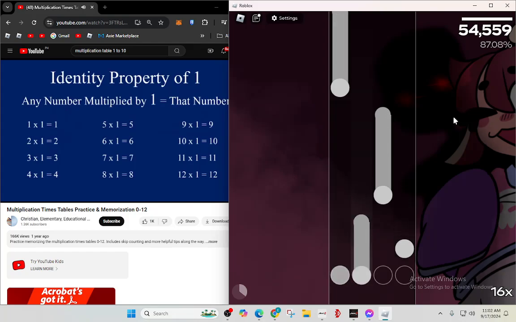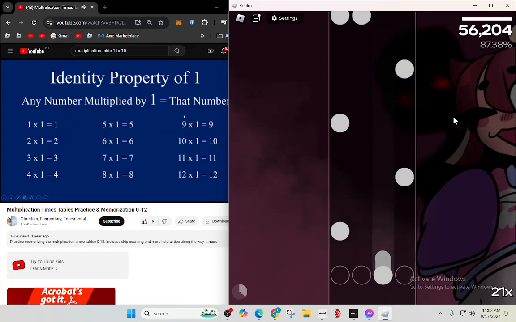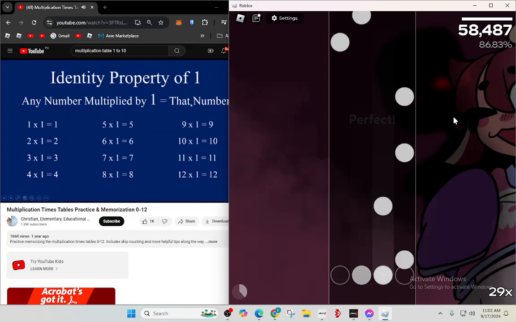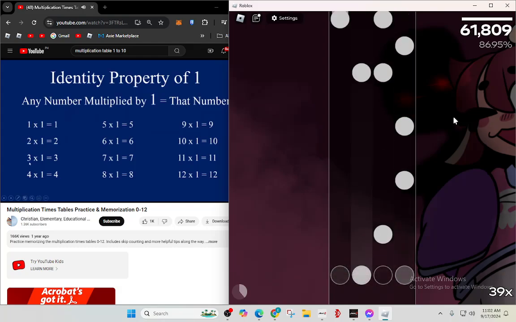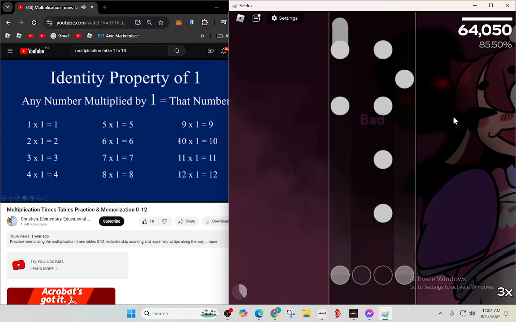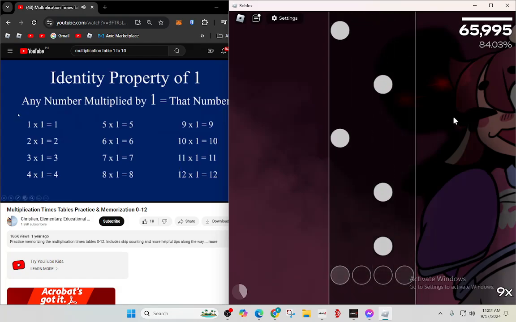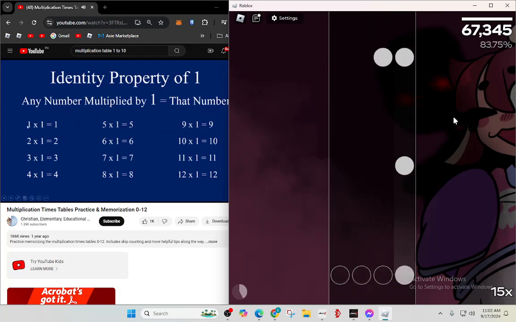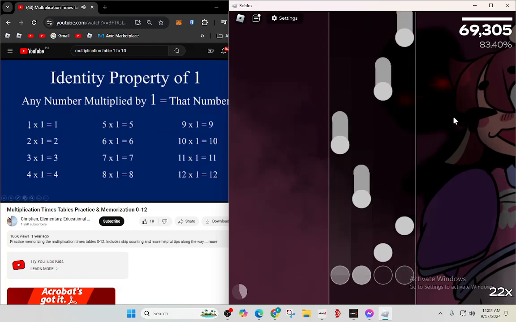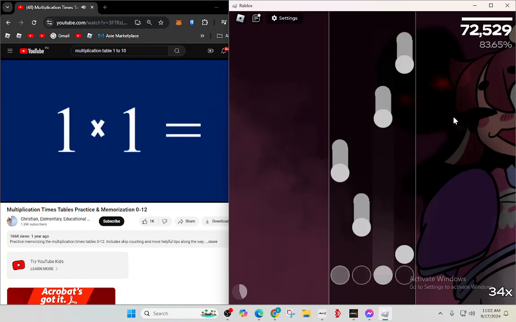The identity property of 1 says that any number multiplied by 1 equals that number. So let's multiply 1 through 12 by the number 1. And you'll notice that the answers are the number we're multiplying by 1. Are you ready? Say these with me.